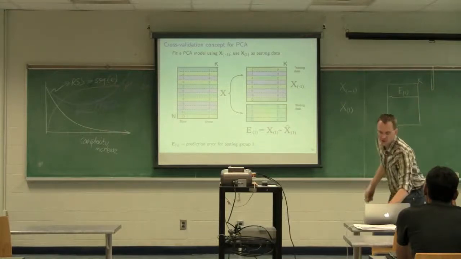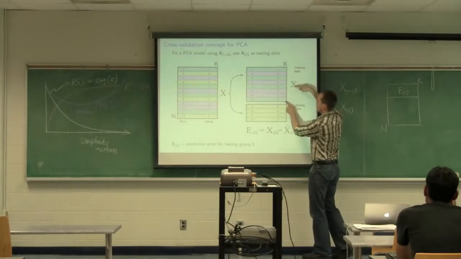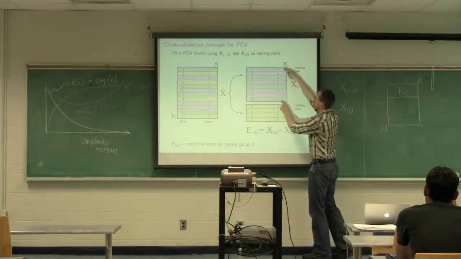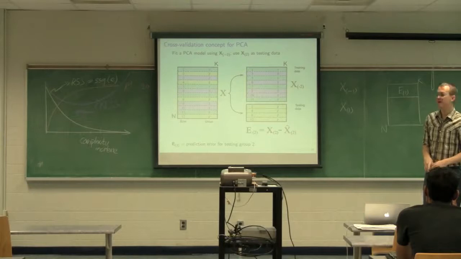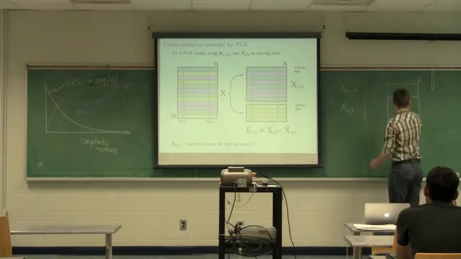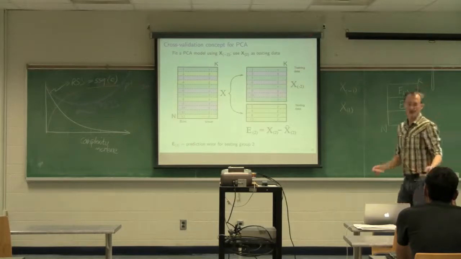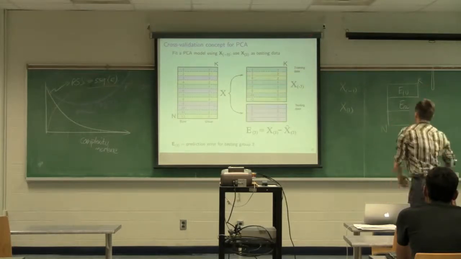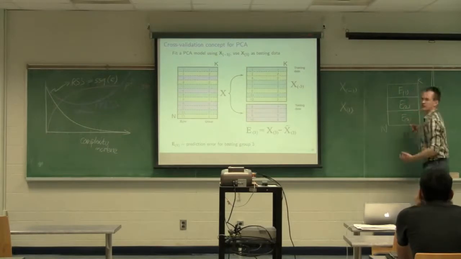Then we repeat the process with group two. So nothing's changed other than we now shuffle our rows around again. This time we build the model on group one and three and keep group two aside as testing data. Calculate the predictions for group two, calculate the residuals for group two, and that forms that group of rows. Okay. And then we can repeat it one last time because we've got three groups. So the third time we go through this process, we'll calculate the residuals for the third.